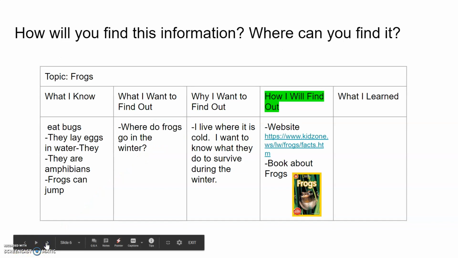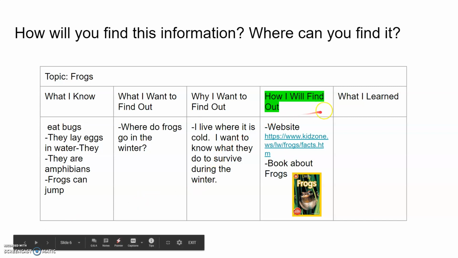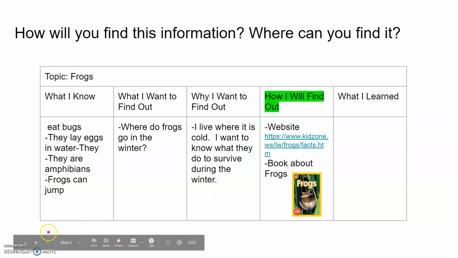The next area is, how am I going to find this information, and or where can I find it? So a good resource, of course, is to go online. Kids like to do that. I found a website here. It's KidZone that has facts about frogs. Maybe it's a book. I can go to the library and find a book about frogs that has some good frog facts in it. And hopefully one of these will help me to learn where or what frogs do in the winter.